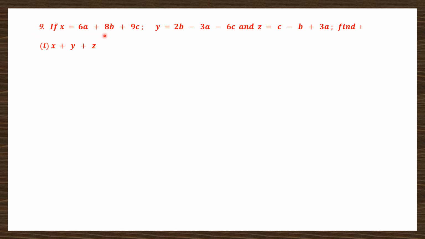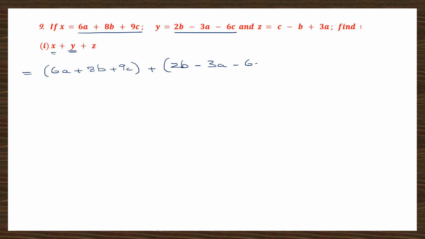Question 9. If x is equal to this polynomial, y is equal to this and z is equal to this, find x plus y plus z. So we just have to substitute the values for x, y and z and add it up. So x is this one, so let's write that. That will be 6a plus 8b plus 9c. We've written x, now let's write y. Plus this, which is 2b minus 3a minus 6c. Then it says plus z. So plus, and this is z, c minus b plus 3a. So we have to add this.